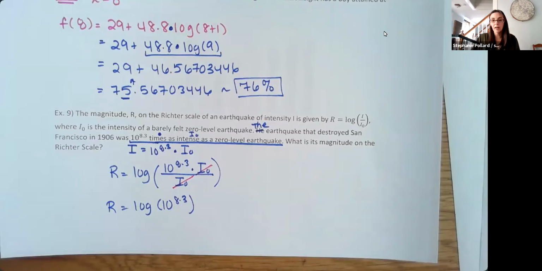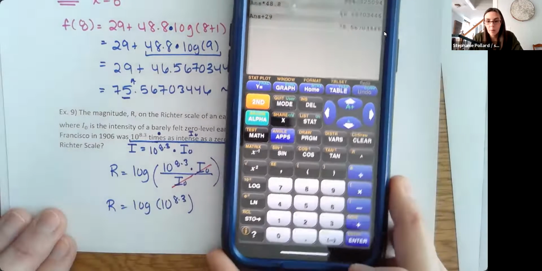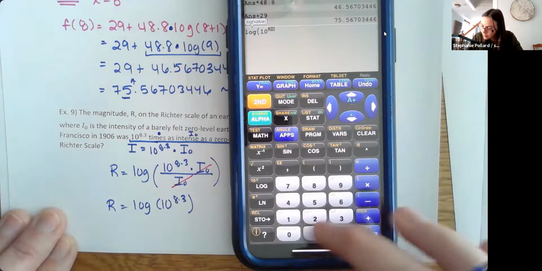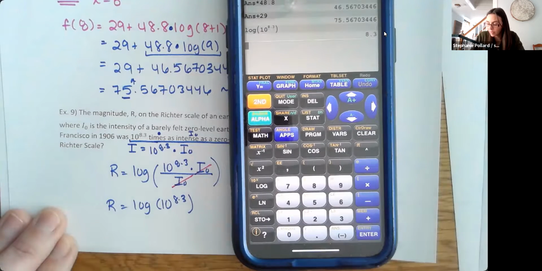Now you can do this on your calculator. So let me show you that. So I would hit that log button, 10 to the 8.3, and I get 8.3 right out.